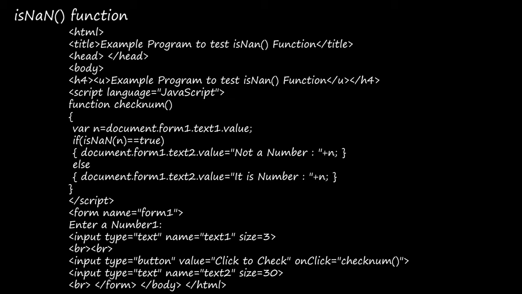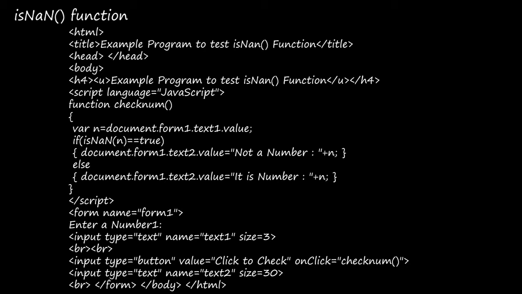First line must be the HTML tag, and the next one head. And then only you will have to write title, and then "Example program to test isNaN function", slash title, and then slash head. And then we are opening the body tag. Inside the body tag we have H4 first, that is a heading tag, the fourth heading tag, so you will get it somewhat bigger, right? And u means it is underline. Example program to test isNaN function will be underlined and it will be in the size of the fourth heading.